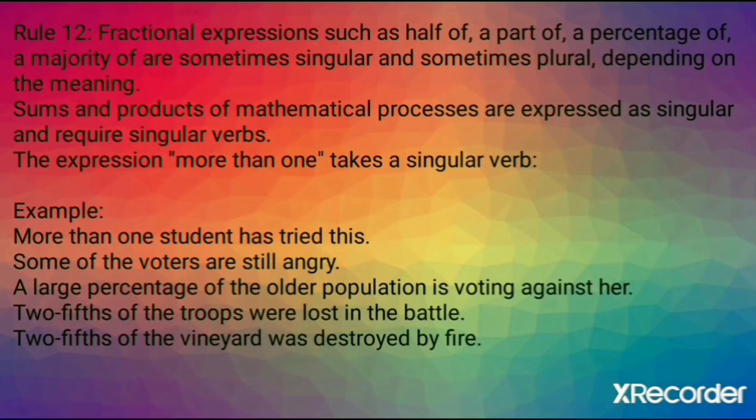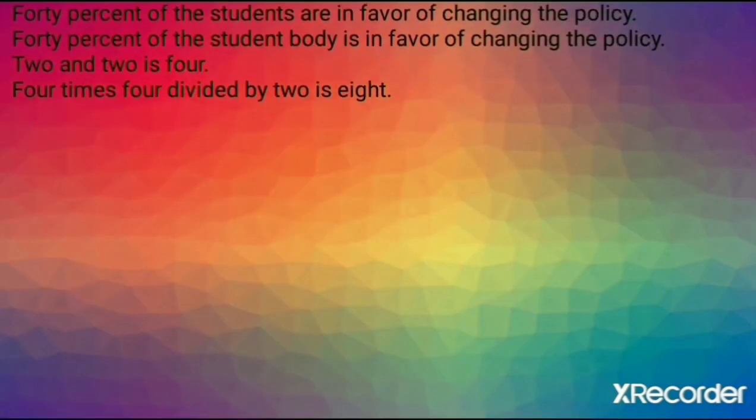Some of the voters are still angry. A large percentage of the older population is voting against her. 2/5 of the troops were lost in the battle. 2/5 of the vineyard was destroyed by fire. 40% of the students are in favor of changing the policy. 40% of the student body is in favor of changing the policy. 2 and 2 is 4. 4 times 4 divided by 2 is 8.